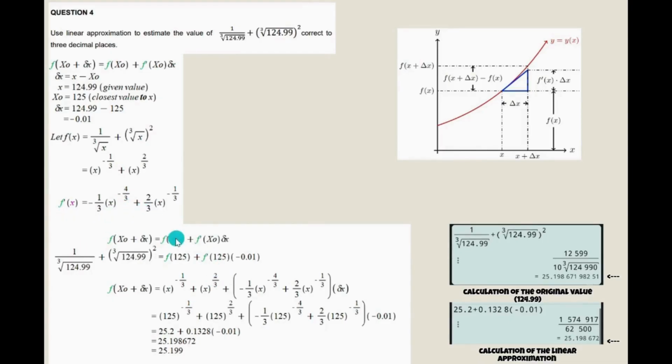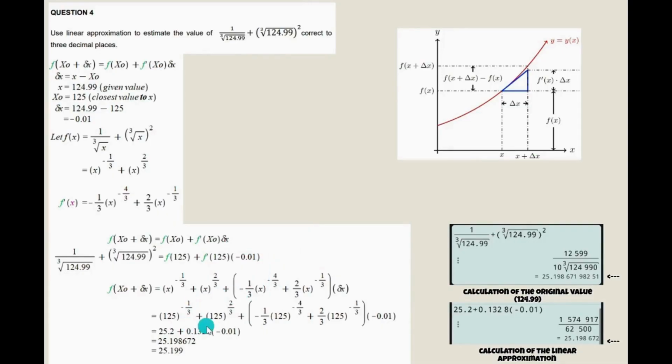And the last step is we have to take both of these equations, which are the equation of function of x and the equation of f prime of x, and write them back following the formula of linear approximation. So here is the equation for function of x, and in this bracket here is the equation for f prime of x, and this is delta x according to the formula of linear approximation.